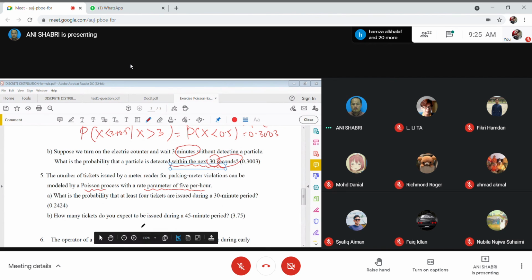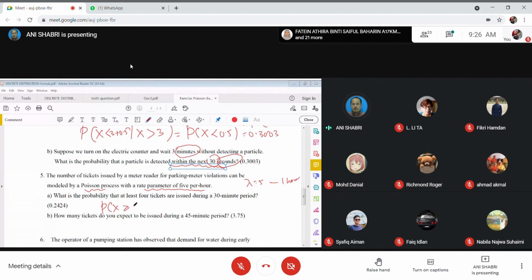This one, what is the value of lambda? 5, lambda is 5. The time is 1 hour. Per hour means 1 hour, 5 is in 1 hour. Okay, the question: what is the probability that at least, okay, what is the symbol for at least? Less? At least is more than or equal to 4 during 30 minutes.